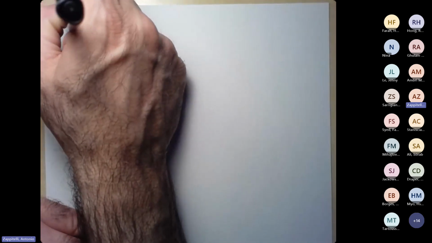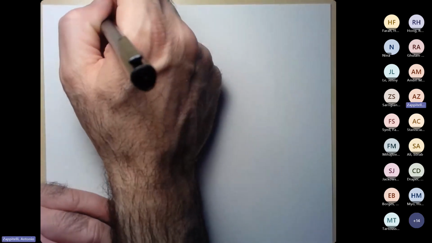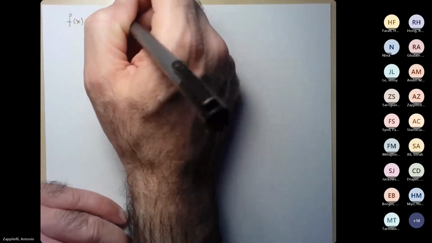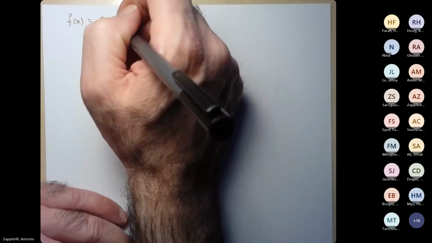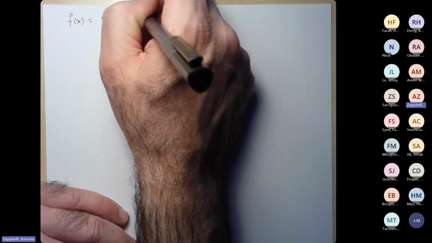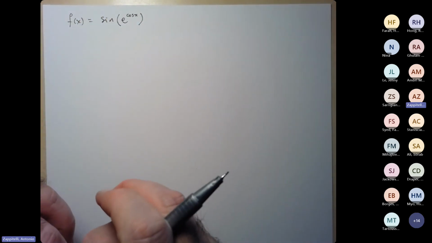All right, so let's think up something here. I'll call this one f of x. Oh, let's see. Let's do sine of e to the cos x. There we go. You have to use it a couple of times. Okay, so why don't you give that a try?